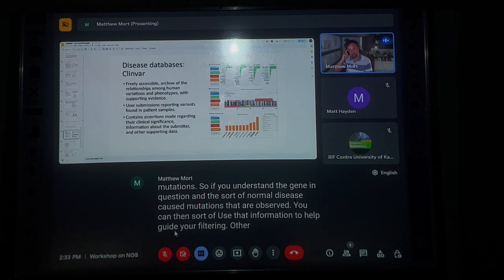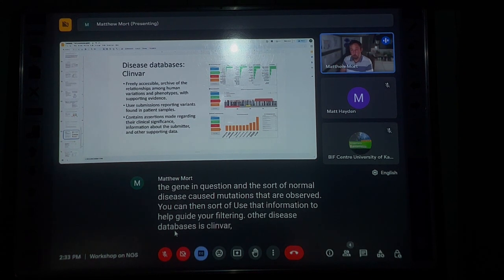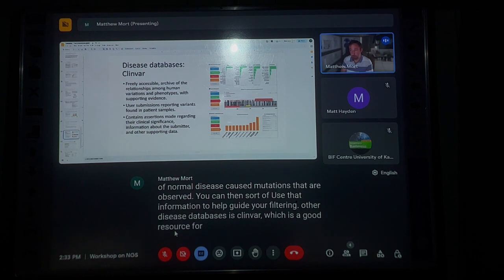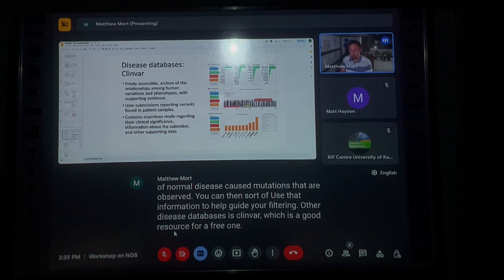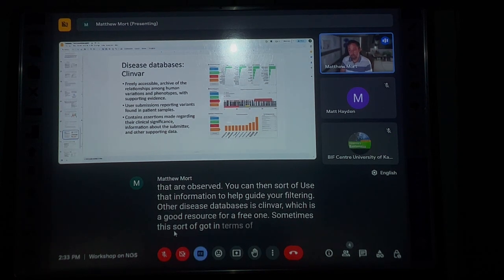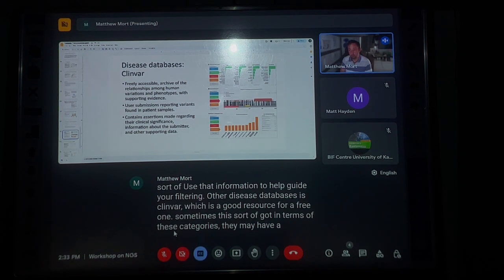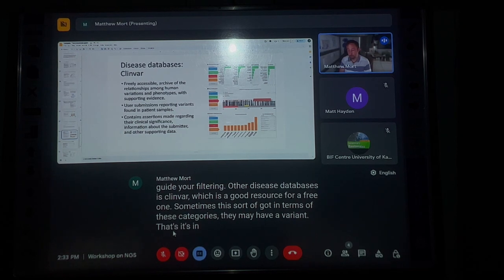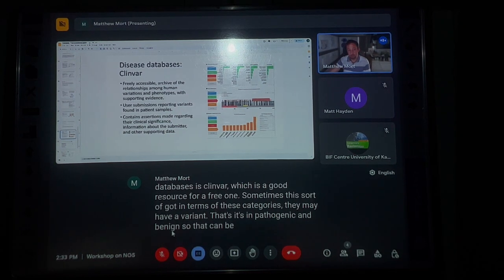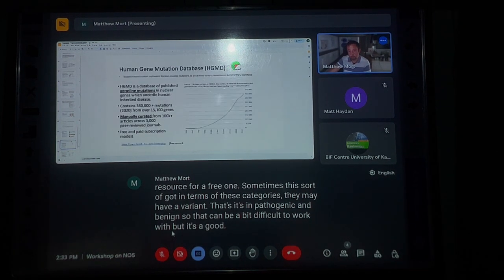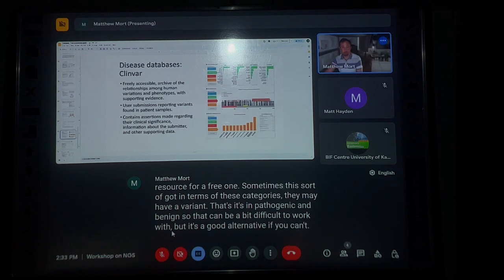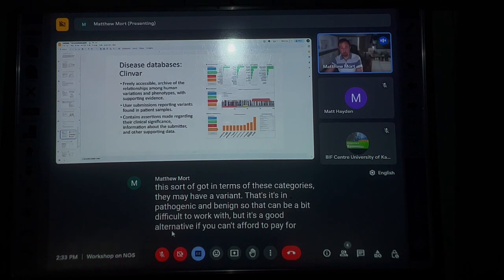Another disease database is ClinVar, which is a good free resource. Sometimes they have a variant that is listed as both pathogenic and benign, so that can be a bit difficult to work with, but it's a good alternative if you can't afford to pay for a resource.